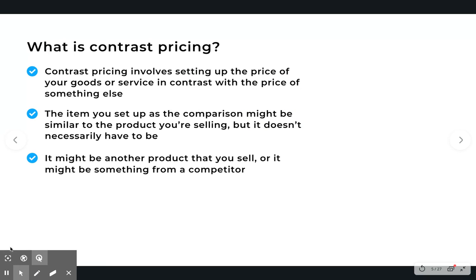What is contrast pricing? Contrast pricing involves setting up the price of your goods or service in contrast with the price of something else. The item you set up as a comparison might be similar to the product you're selling, but it doesn't necessarily have to be. It might be another product that you sell, or it might be something from a competitor.